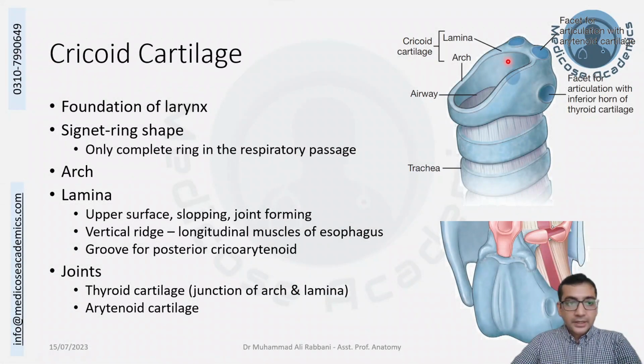We talked about the foundation of the larynx, signet shape, only complete ring in the respiratory pathway. The lamina is the posterior expanded part. The anterior arch is the arch.